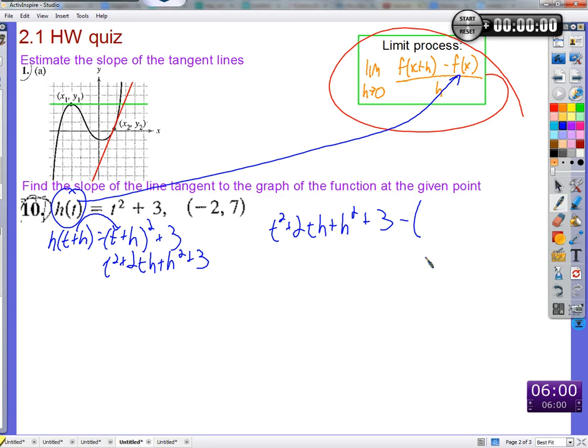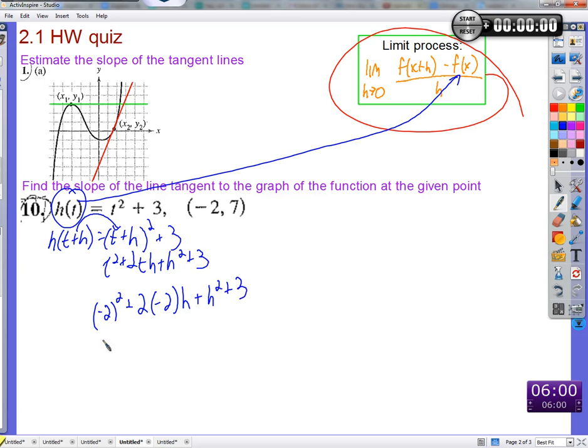Seven. T squared plus 3. Oh, you're right, because we're at a specific point. So we don't want to leave these as t's. Great job. We want to use negative 2. So we'll put negative 2's in here. Negative 2 squared plus 2 times negative 2 times h plus h squared plus 3. Minus 4 minus 4h plus h squared plus 3.